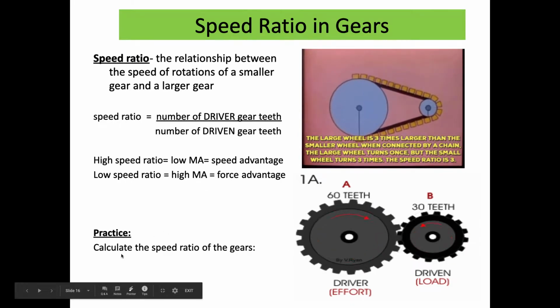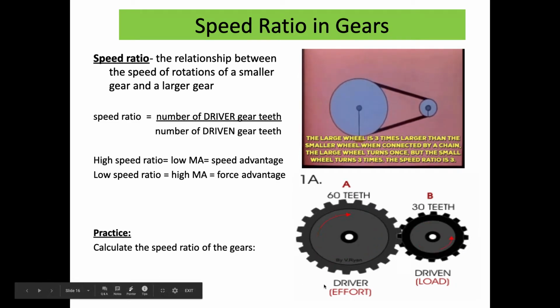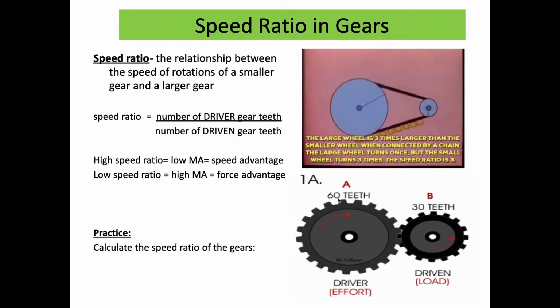So there's a practice here on calculating the speed ratio of this given setup 1A. I'm just going to do it orally. I would like you to write it down and continue. If you would like to do it by yourself, then maybe pause this video and do it and then see if you got it right. It says here that the driver gear is going to be the larger gear, which is the 60 teeth, and the driven gear is going to be the 30 teeth.